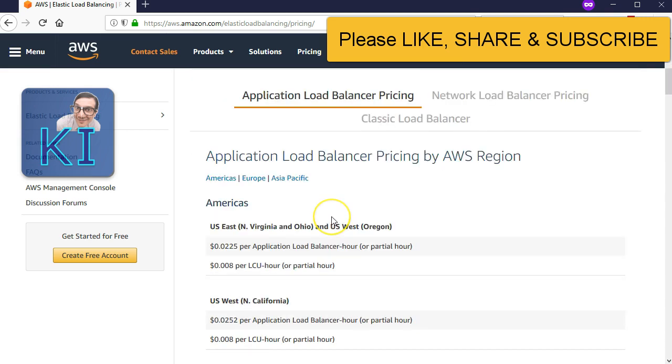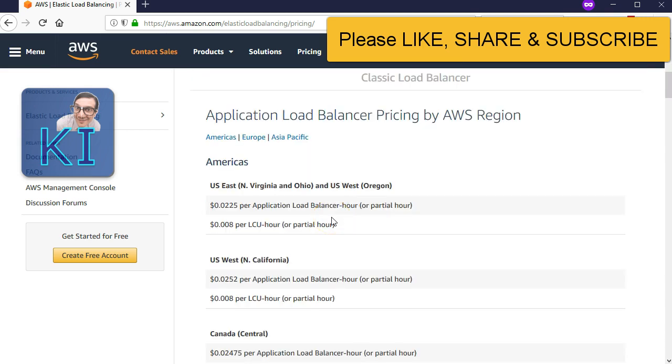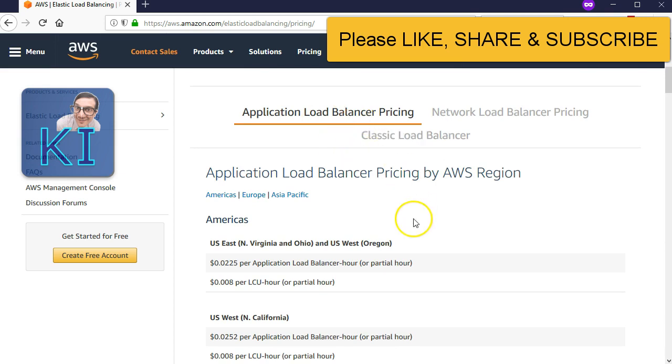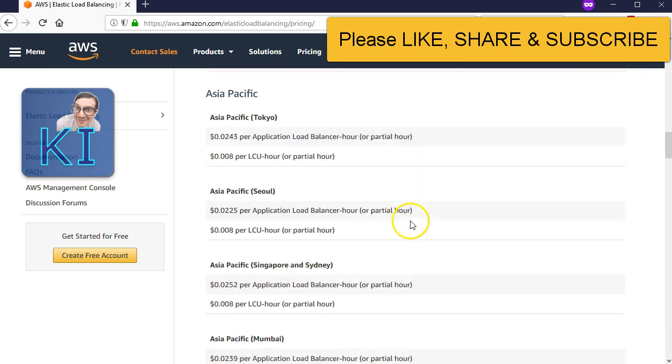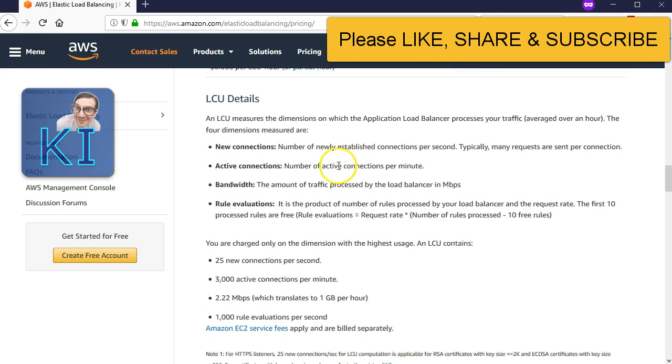What we need to understand properly is how we do this LCU calculation. The factors are again two. The first one, of course, is the number of hours your load balancer has been running. The second factor is how many LCU hours have been consumed. So let's first understand the definition of LCU. I'm currently talking about application load balancer. Let's go and see the definition of LCU.